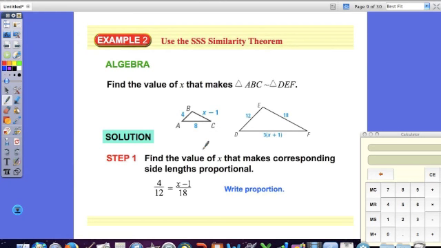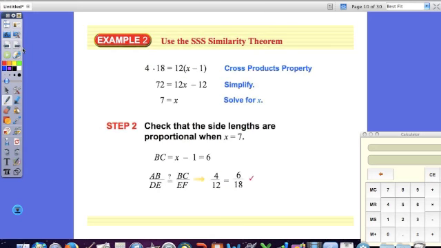Now let's also use the similarity theorem to find missing values that make these true. Find the lengths of x that make the corresponding side lengths proportional. So they've told you what you're checking. Here BC needs to be similar to EF. So 4 over 12 needs to be proportional to x minus 1 over 18. Like we did in the first lesson, in the warm-up, we're going to solve, and we get 7 is equal to x.